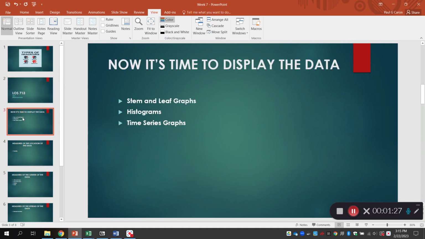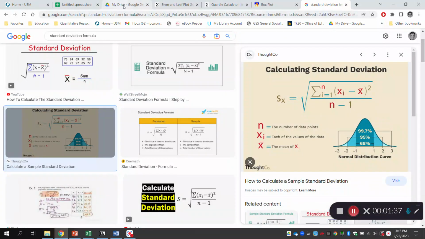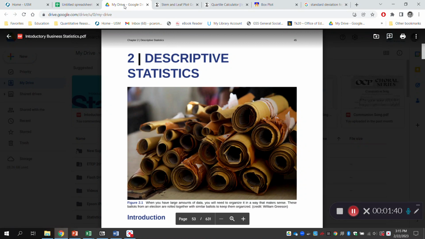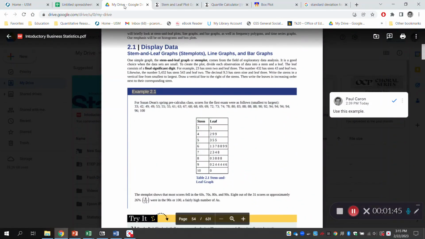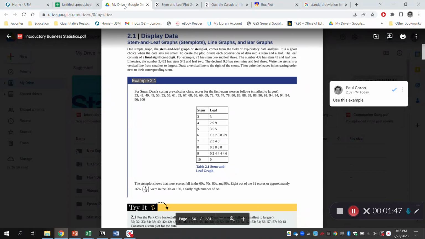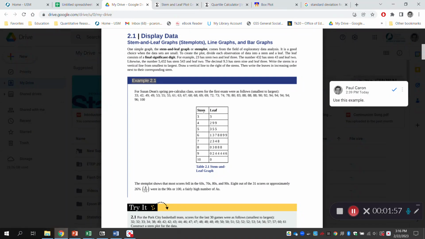So we're going to start talking about displaying the data that you have from your surveys. So let's go back to the textbook here. And as you can see, it's descriptive, so there's a lot of information that I'm just going to go over. But the first thing that I'm going to look at is displaying your data in a stem and leaf plot. The best way to think about this is that when you have some data, you usually can put it into the stem, which is the first number or first set of numbers, and the leaf is all of the other numbers part of that.